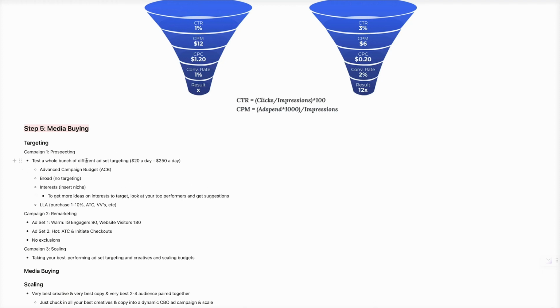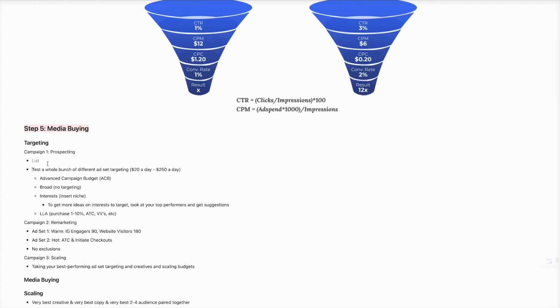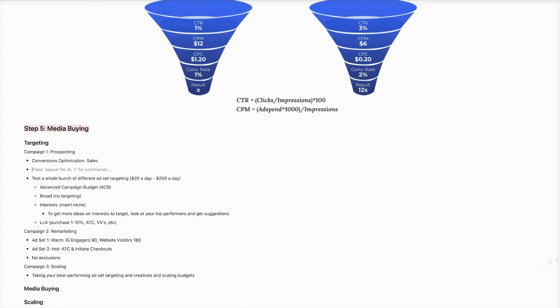Now, again, in this prospecting campaign, what you want to do is conversion optimization, sales, okay, pixel events, purchase, okay, and then set all this other stuff up, right? Get some interests, look at the top performers, get suggestions, and then you can start to test lookalikes as well. Purchase 1 to 10%, add to carts, view contents, etc.